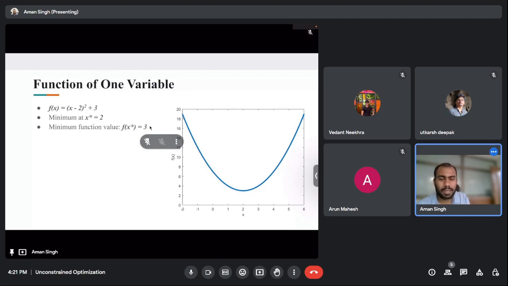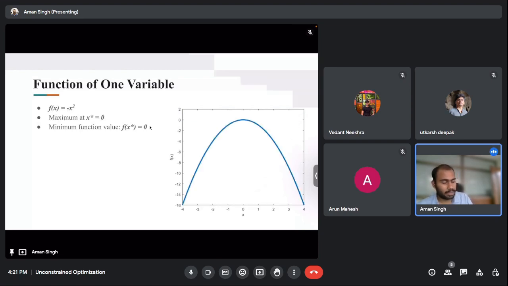You just plot the graph and you see, oh, at 2 it is minimum, and you can also know the value from the graph. So it's a simple problem, and it can just be solved by using graphical methods. Then there is another problem, minus x square, where the maximum is at x equal to 0. Sorry, it should be maximum function value, I think it's a mistake here. So the maximum function value is also 0. And please note, the minimum does not exist for this objective function.